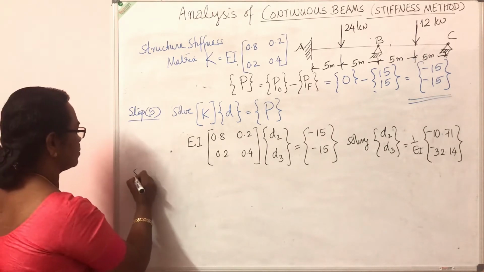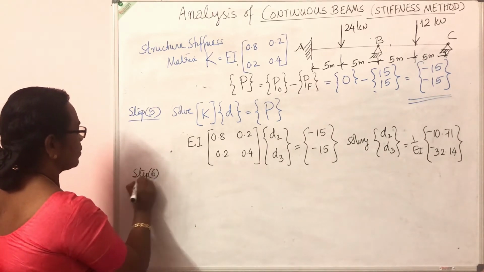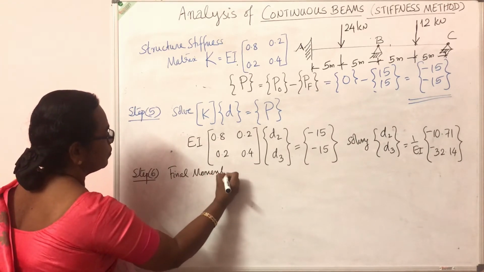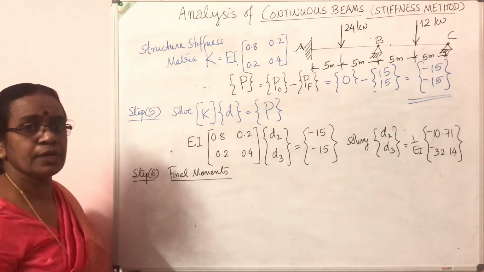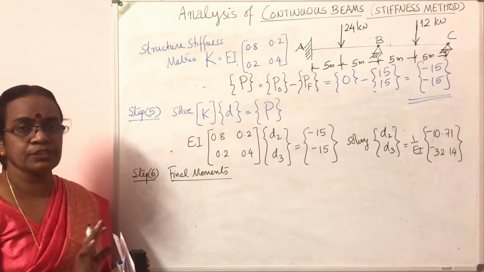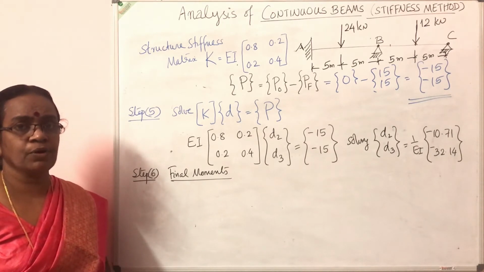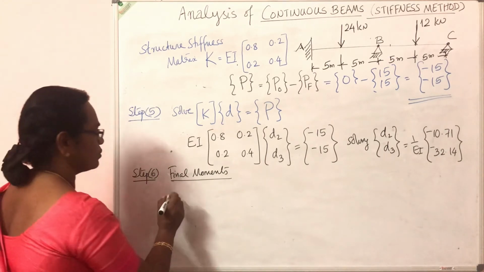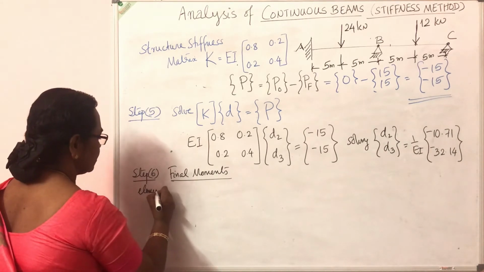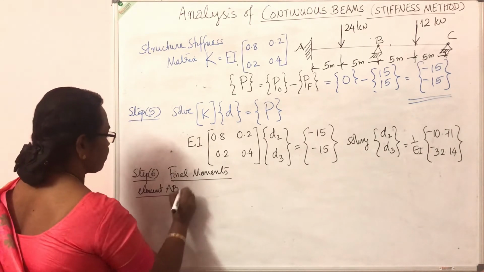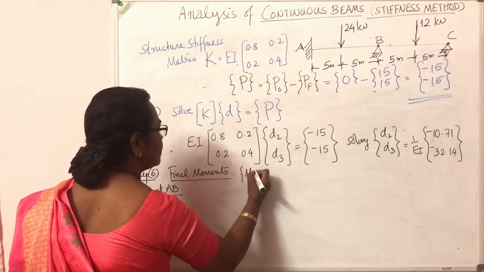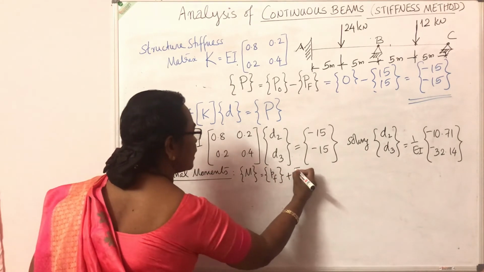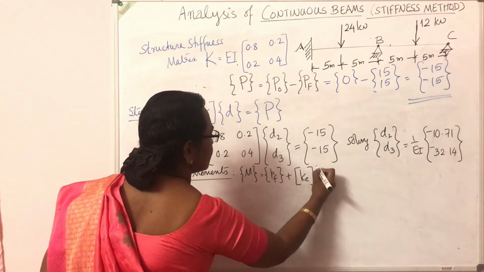Next, step 6, final moments. Here we have chosen the rotational coordinates alone. So we will be getting only the moments at the supports. We will not get the shear force. We will be getting only the bending moment values. So for final moments, we have to consider element by element. First consider element AB, and the expression for final moment is M is equal to the fixed end moment for the element PF plus the element stiffness matrix KE into D.